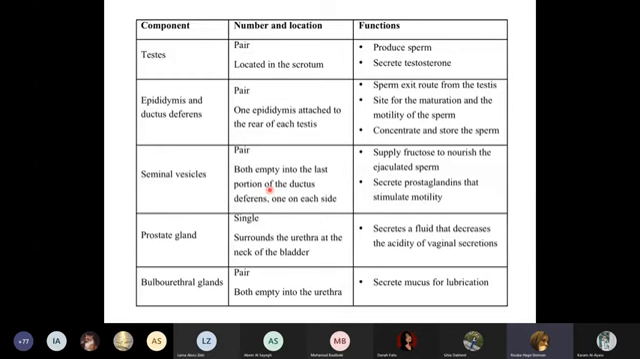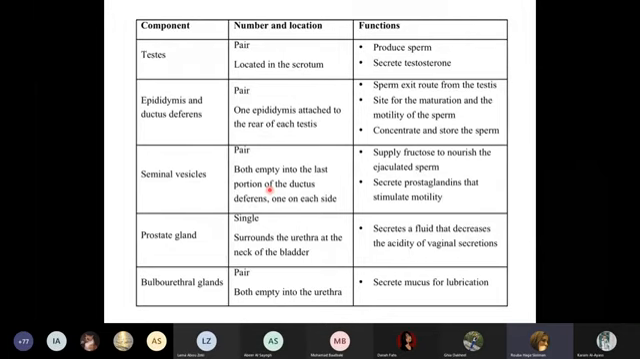The three glands, the seminal vesicles, prostate gland, and bulbourethral glands, provide the semen, the fluid that is given with the sperm cells. Seminal vesicles are paired and bulbourethral glands are paired. However, there is only one prostate gland. The seminal vesicles empty into the ductus deferens. The prostate gland surrounds the urethra, and the bulbourethral gland empties into the urethra.